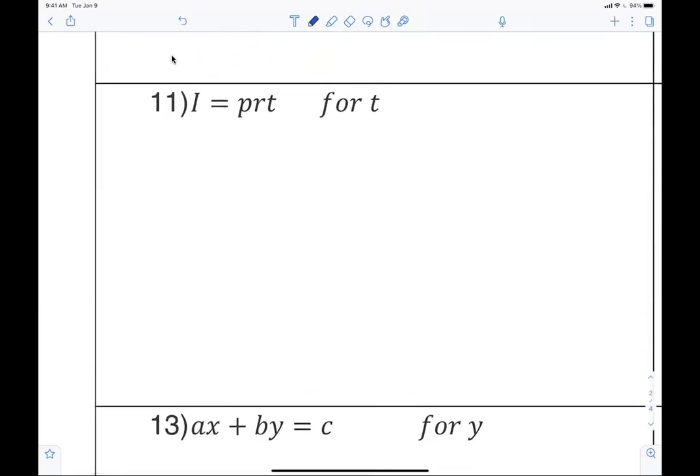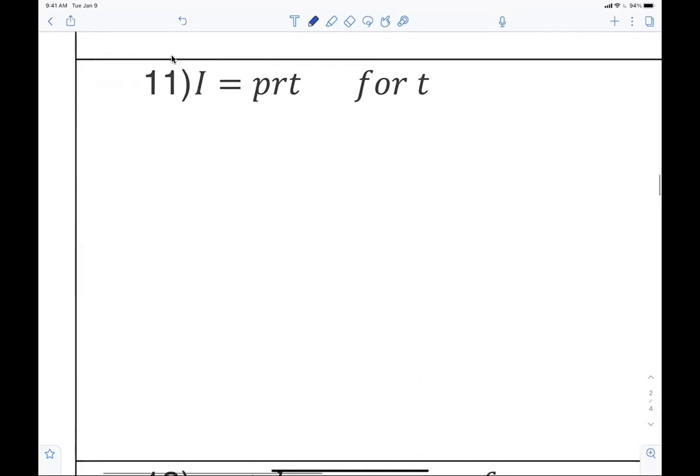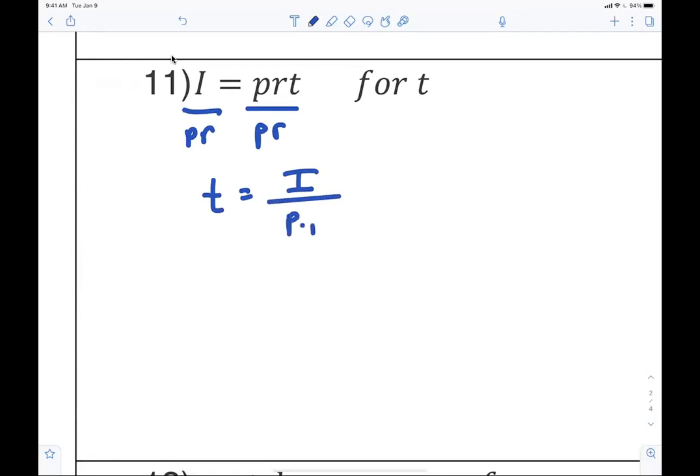Interest is equal to principal times rate times time. All right, Eddie. What does t equal? What do I have to do to both sides? By what? P and R. That's correct. So time is always your interest divided by your principal times your rate, or PR. That wasn't bad.